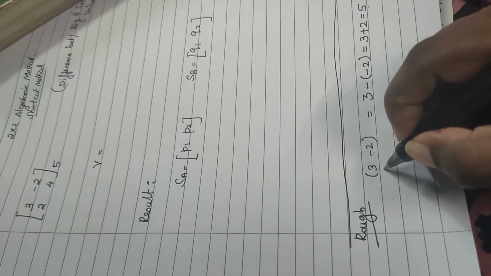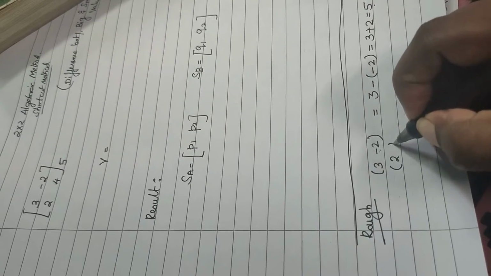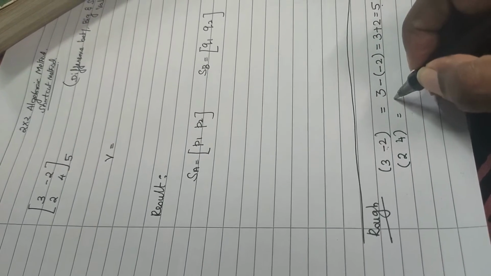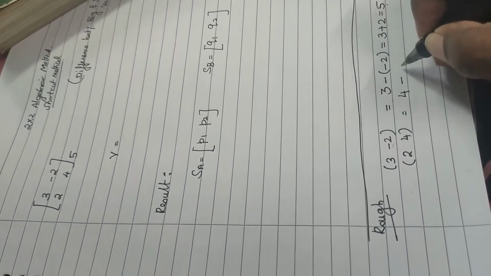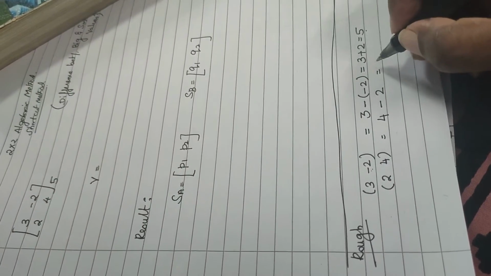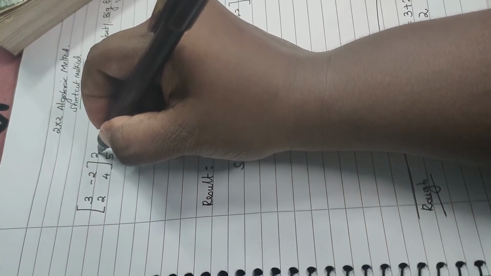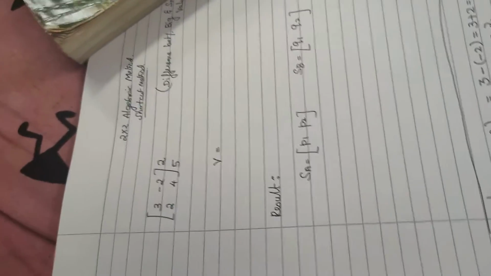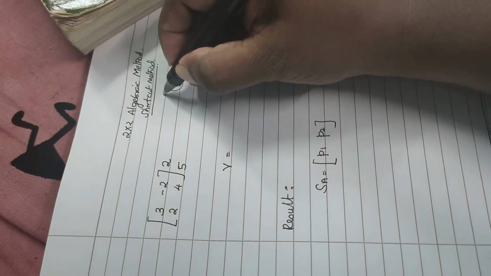Now for the second row, you have 2 and 4. The big value is 4 minus the small value 2. Here there is no negative, so you just subtract. So this becomes 2. Here I am writing it in the first row. So this is the first step.